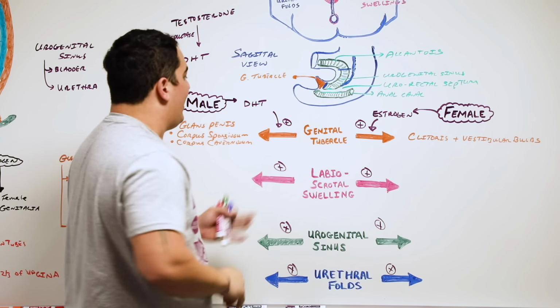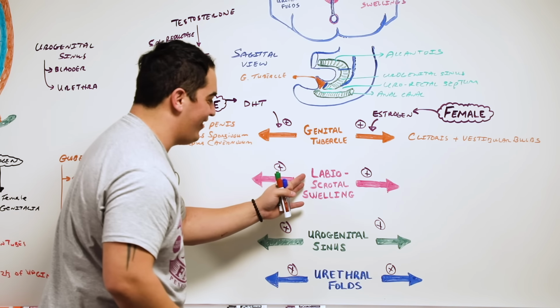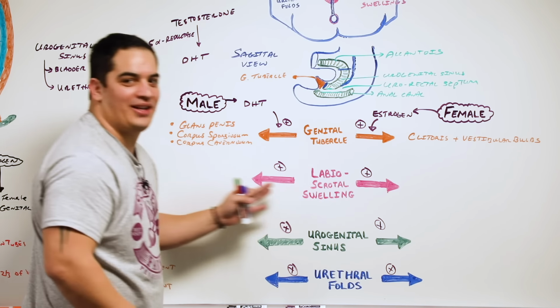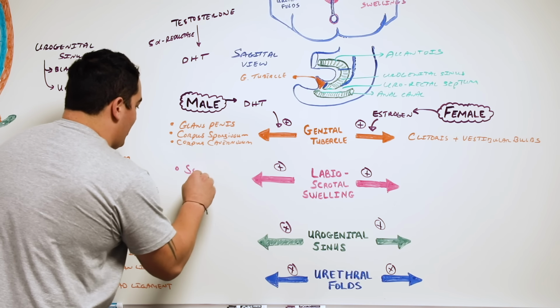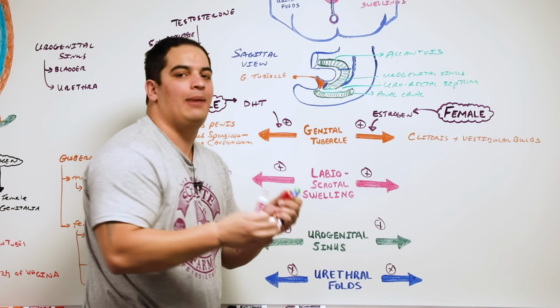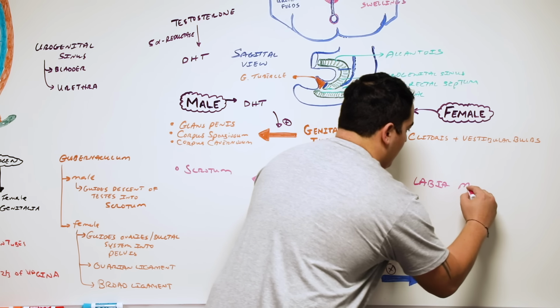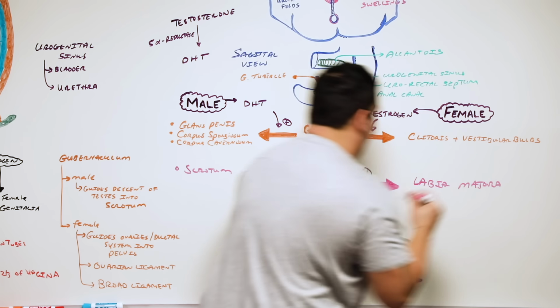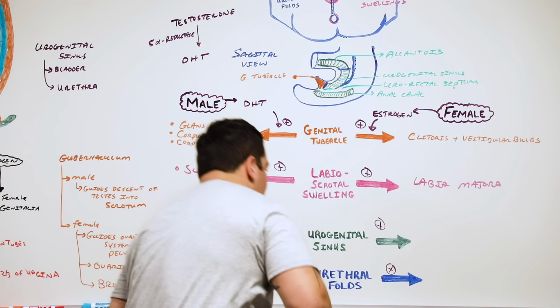Okay, beautiful. The labioscrotal swellings, this is actually pretty easy, thank goodness. Labioscrotal, what do you think it's going to become if it's for the male? The scrotum. So this will become the scrotum. And for the female, this will become the labia majora. All right, sweet. Pretty straightforward there. The next one, a little bit more difficult, not too crazy.